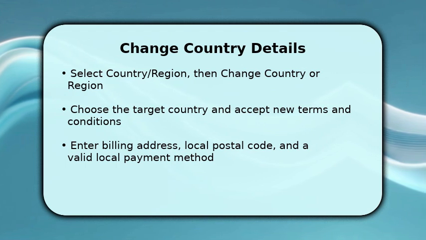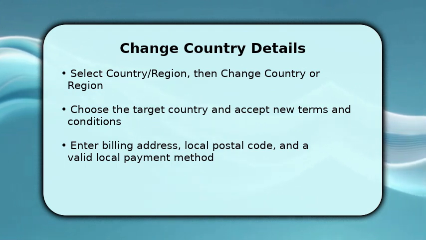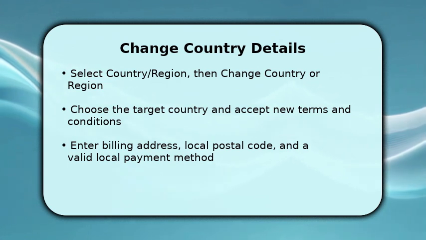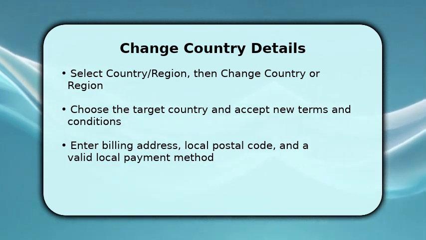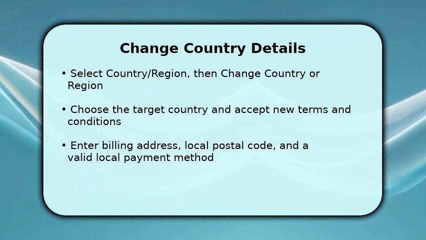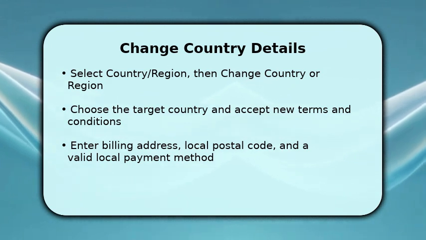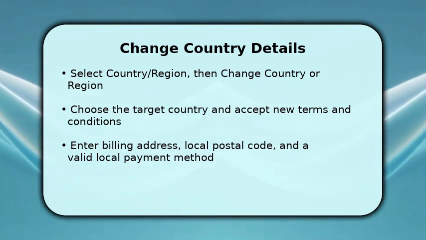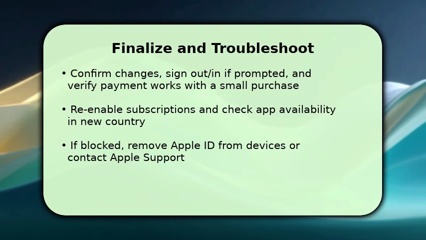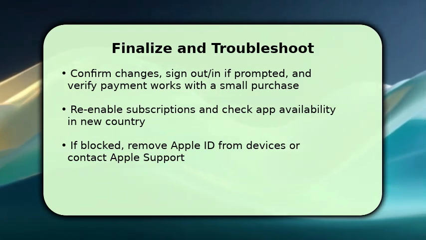Now enter a billing address and postal code that match the new country and add a valid local payment method or redeem local App Store credit. If you hit validation errors, double-check address formatting and that the card supports international digital purchases. You confirm the changes, the account updates, and you may be asked to sign out and sign back in.